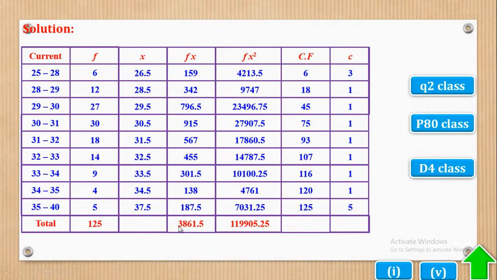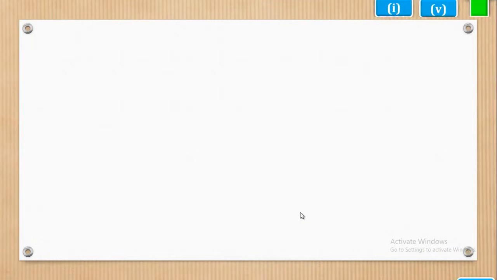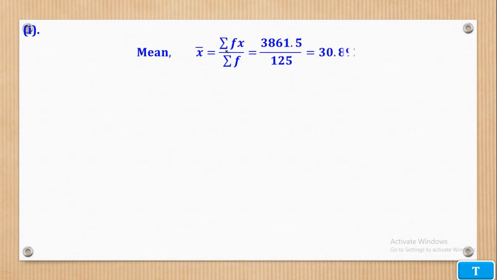So for mean, summation of fx is 3861.5 and summation of f is 125. That's what we are going to use. So you come here and say that mean is summation of fx over summation of f. So summation of fx is this, summation of f is this. Use the calculator, we'll come up with this value.